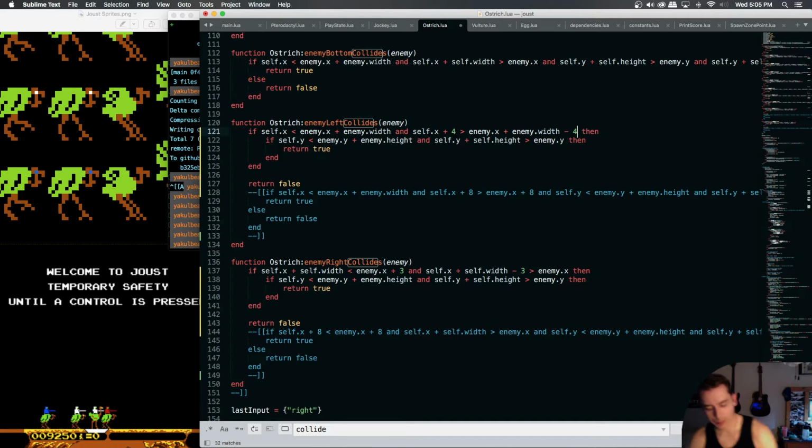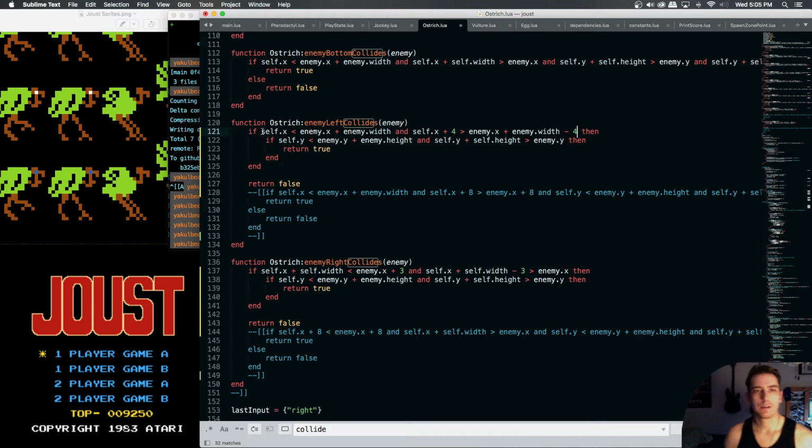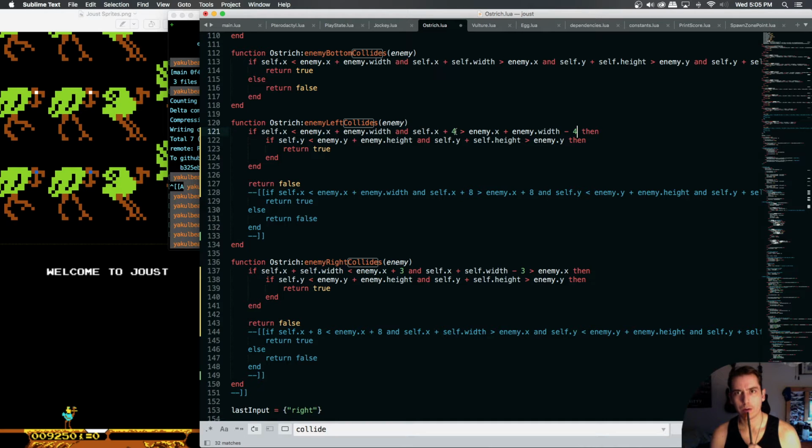Because in AABB, we're trying to see if the left side is smaller than the rightmost side, and the rightmost side is bigger than the leftmost side. So what are we messing up here? Leftmost side is bigger than the rightmost side, and the rightmost side, which is our plus 4, would have to be bigger than the leftmost side, which is the width minus 4.